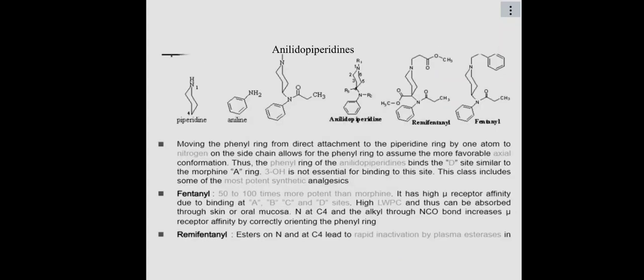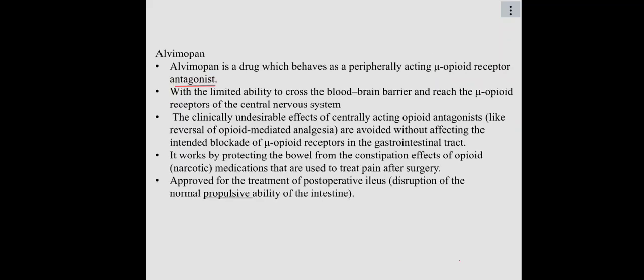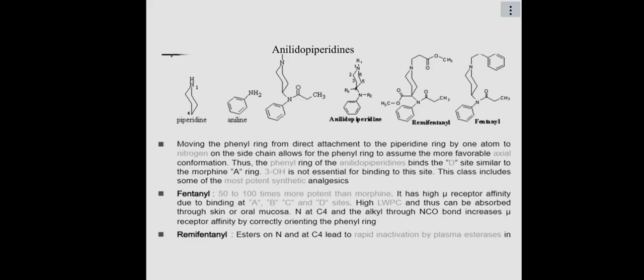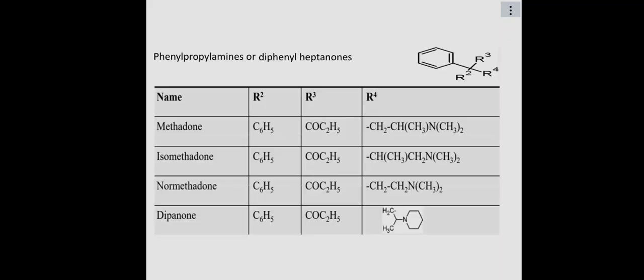And I think with that, we are able to understand why these compounds have higher activity when we compare them with the other compounds. Then we go now to the last group. And in the last group, it is what we are now calling the phenylpropylamines. You can see propylamines, meaning that is a straight chain, or the diphenylheptanones, phenylpropylamine.